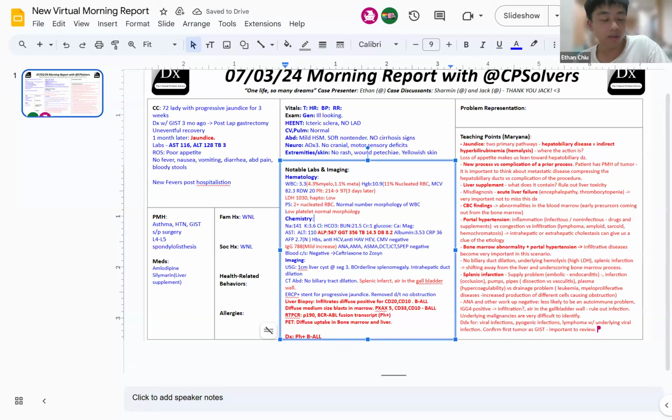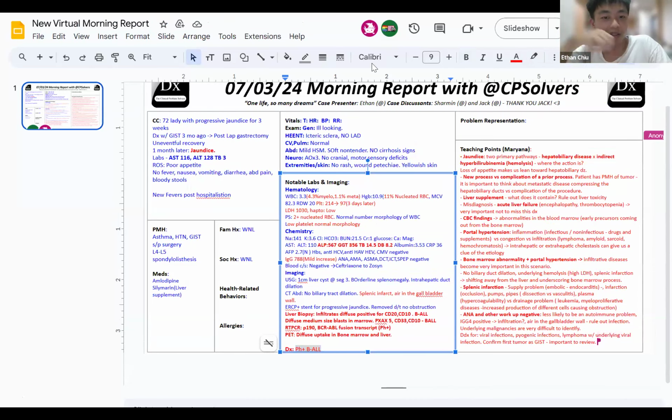Yeah, although in this case, liver biopsy should be pursued first. And ALL usually happens in children, but in the elderly, it can also present. And Philadelphia chromosome is an unfavorable chromosome type in ALL. So yeah, some teaching points there.